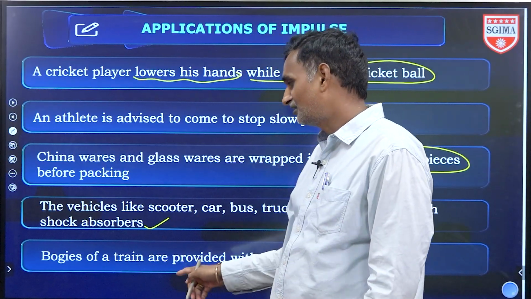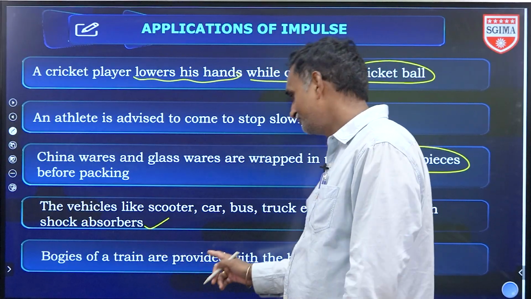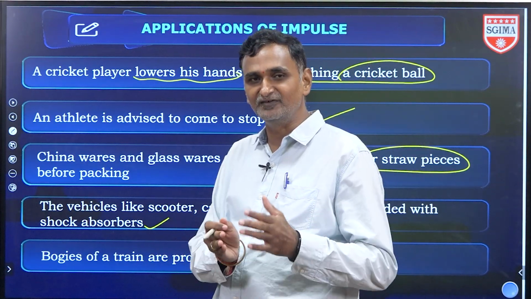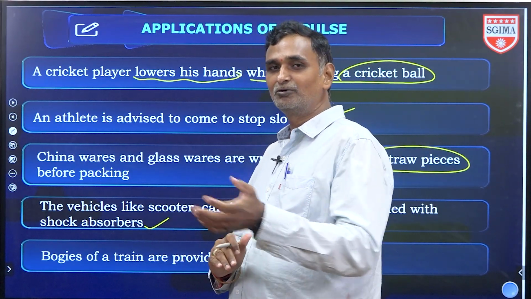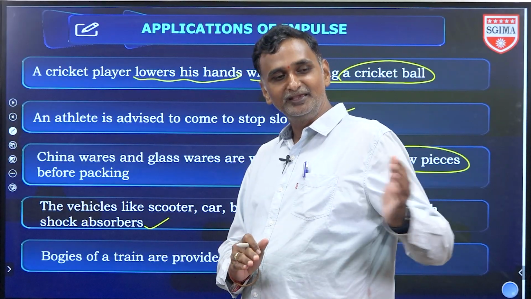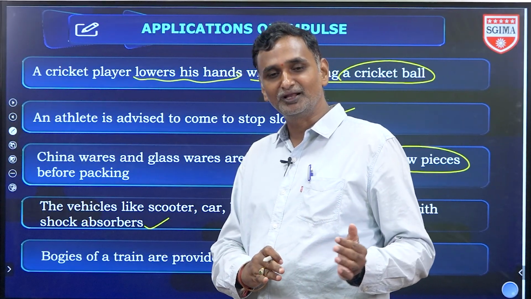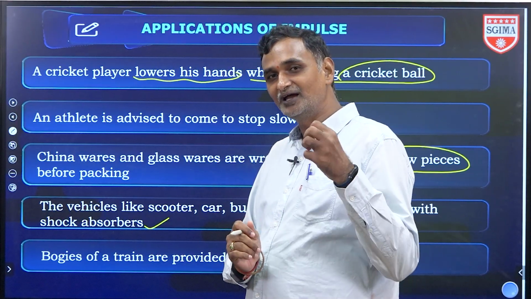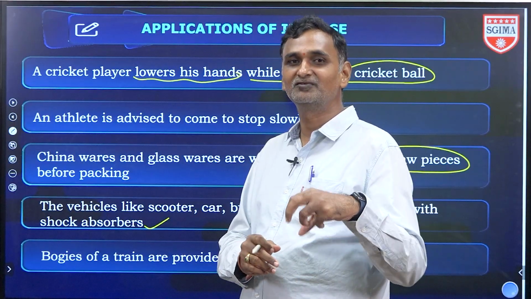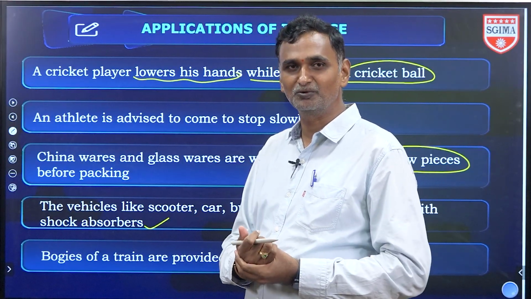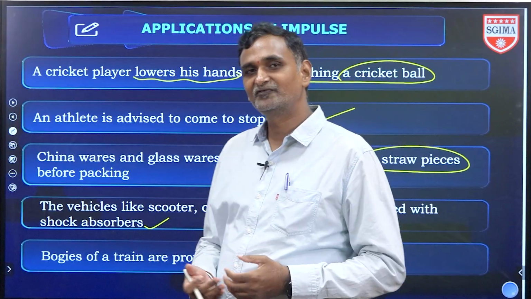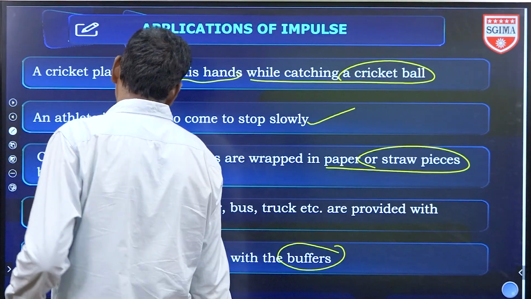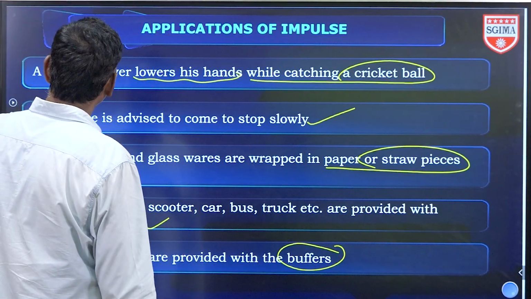Same situation for the train also. Bogies, or coaches, of a train are provided with buffers. In the connection between the coaches, buffers are provided. If a loco pilot suddenly applies the brake, each coach has a certain momentum. They come to a stop immediately, so they can feel some jerk. To avoid that large jerk, they provide buffers that work like shock absorbers. So you get more time of contact to lower the impact. This is the concept-related points based on impulse.